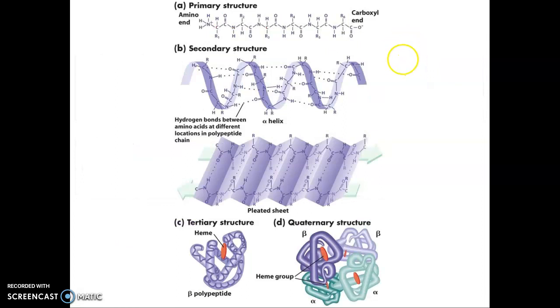Proteins have 4 different structures they can take on. So the primary structure is going to be the chain of amino acids, okay? And so you see your R's here. So you can see the different amino acids that have been combined. The secondary structure is these alpha helices or beta sheets. And this is formed by hydrogen bonds within our primary structure.